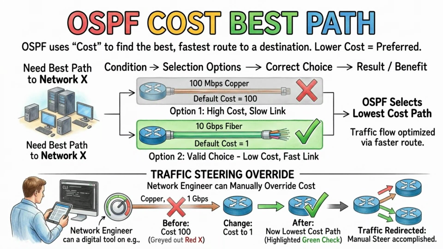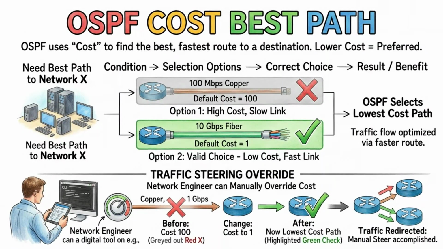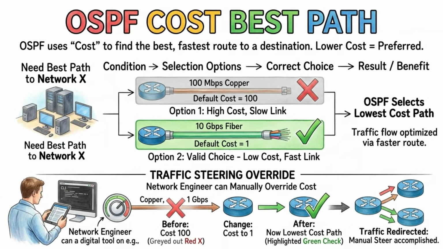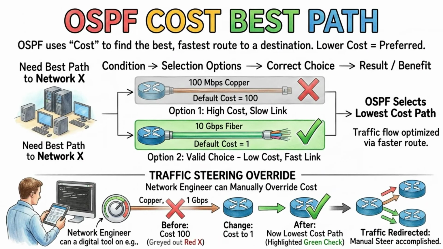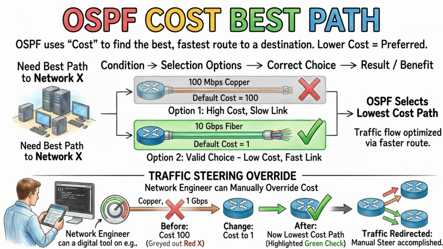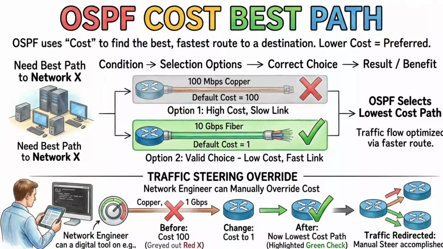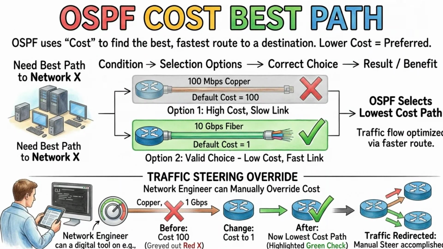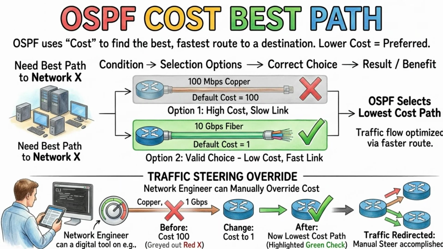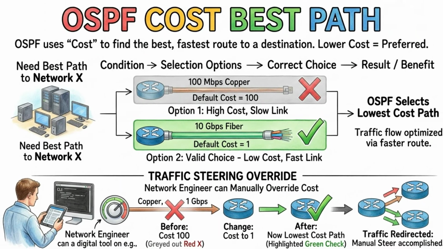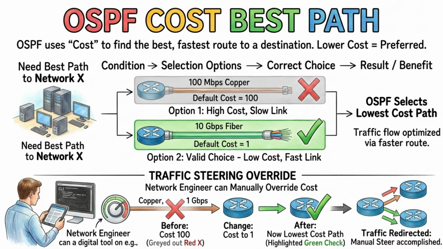When OSPF calculates the absolute best path to a destination, it relies on a specific metric called cost. The OSPF cost is directly tied to the bandwidth speed of the physical interfaces along the path, meaning faster links get a better, lower cost score. Because OSPF always prefers the lowest cost path, it will automatically choose a high-speed gigabit fiber link over a slow copper connection every single time.